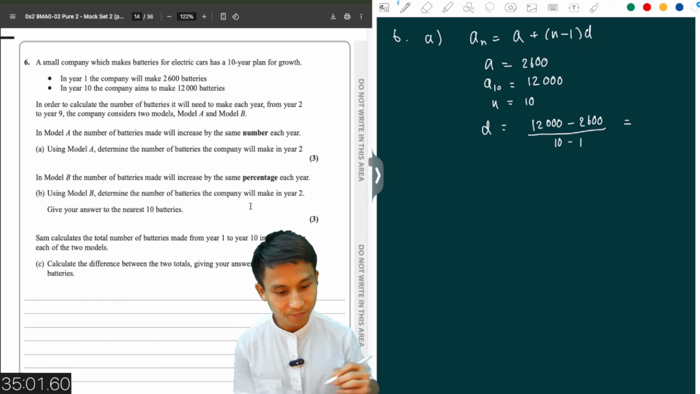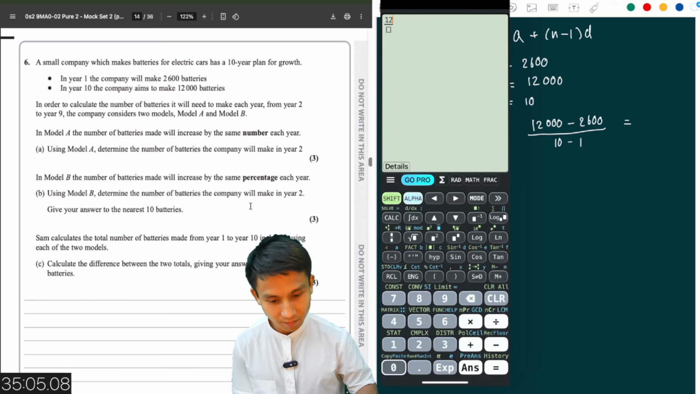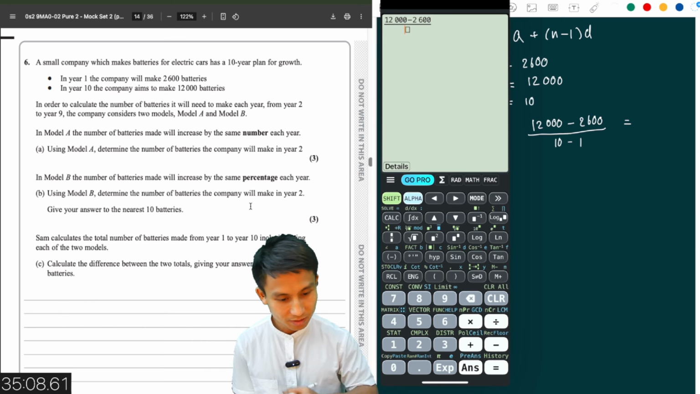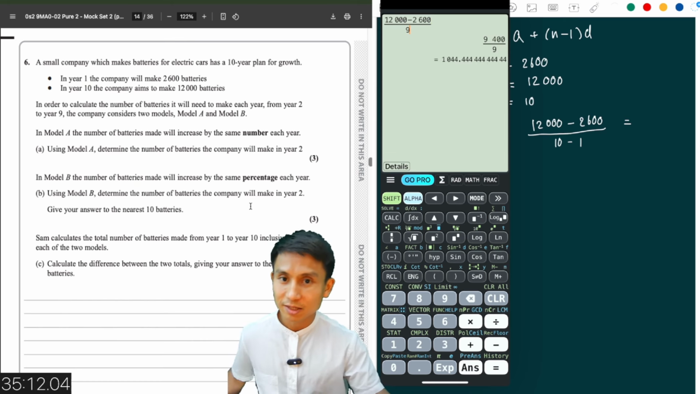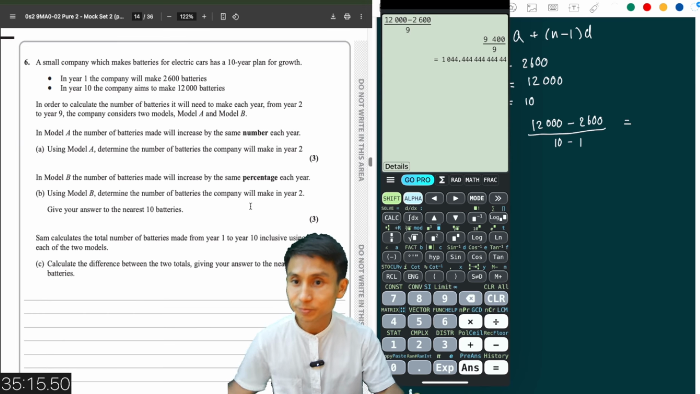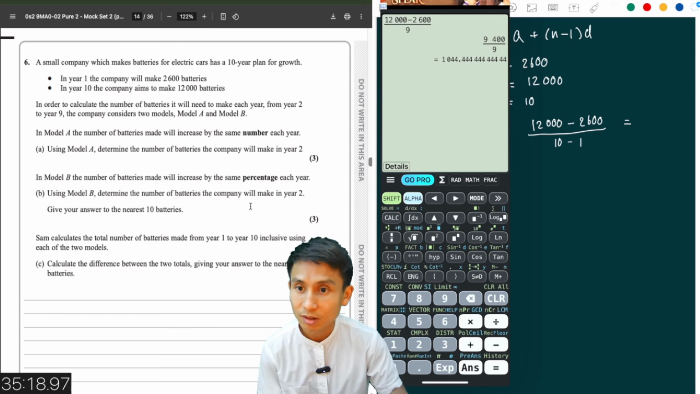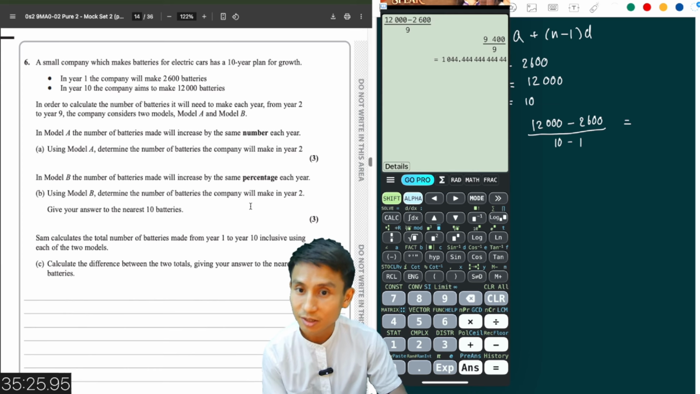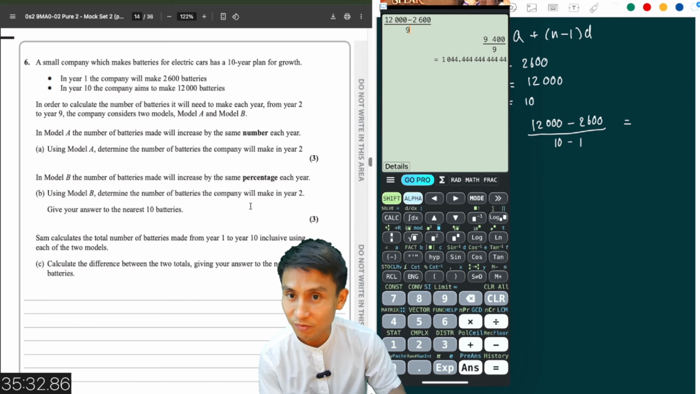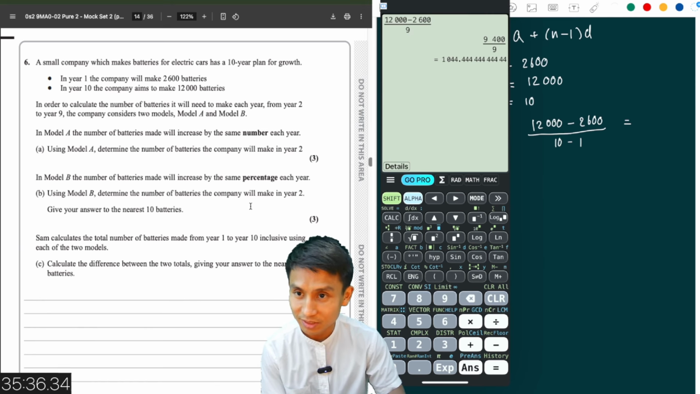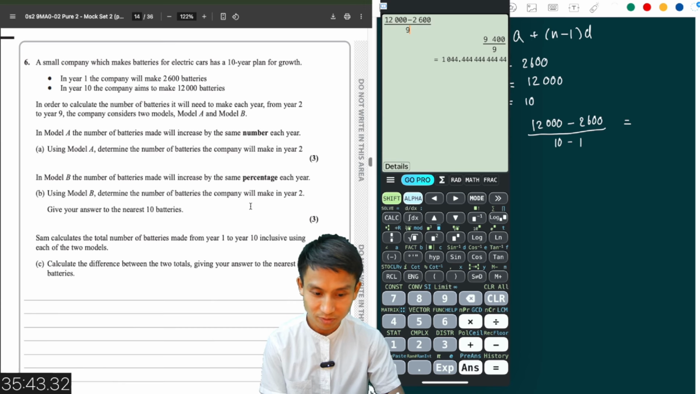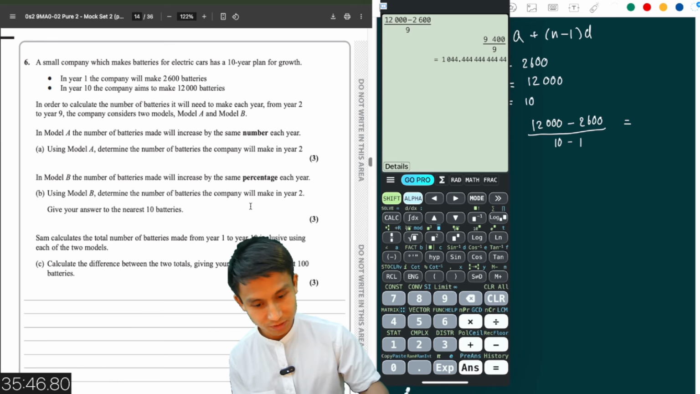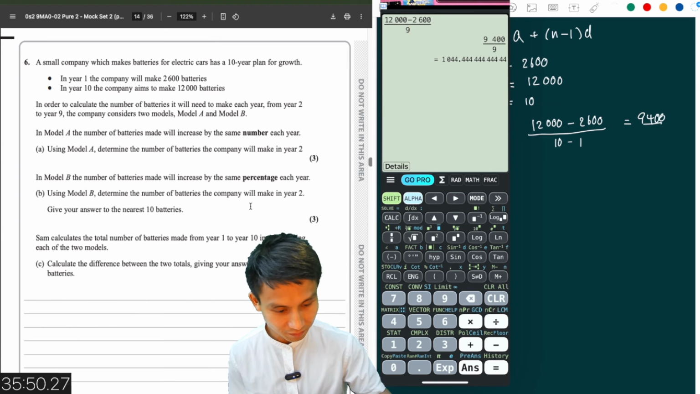So d is just, what is that? Fraction 12,000 minus 2600 divided by 9. The number is quite weird here. I'm just checking first to see if there's anything weird here. It says increase by the same number, it doesn't say the common difference. The d here we need to find, because in year 10 it's 12,000. Just checking I didn't make any mistake, and that should be fine.